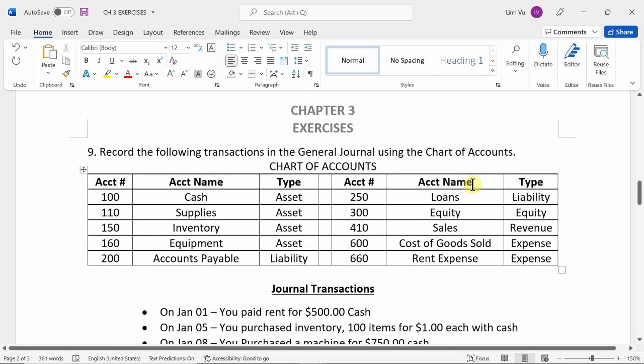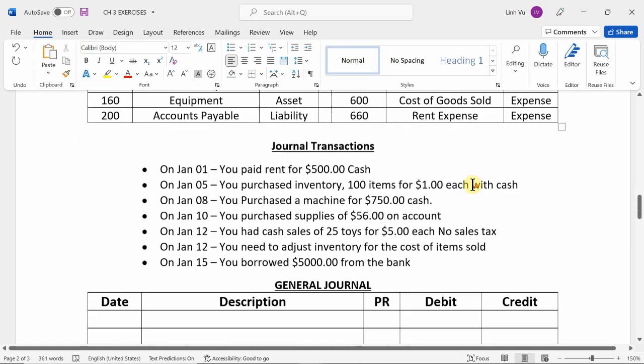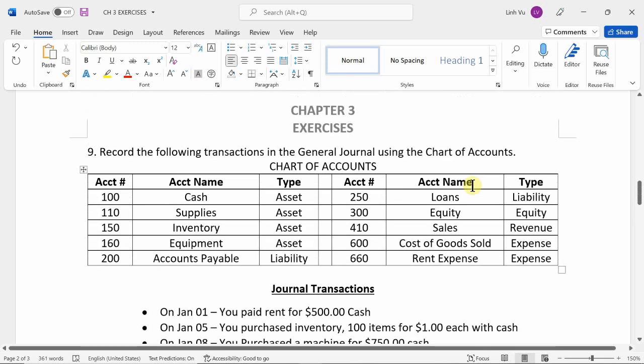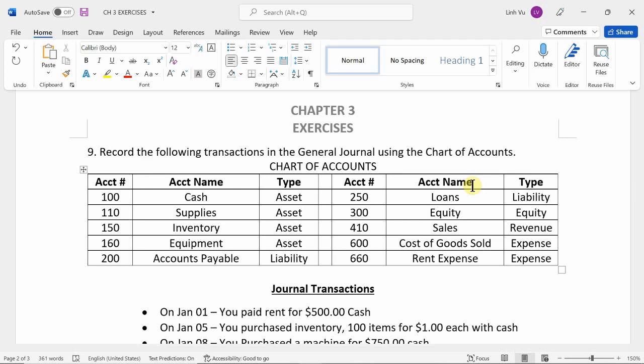All right, so this is where we're going to be practicing the transaction analysis, okay? So, question number 9, based on the following transactions in the general journal using the chart of accounts. So, we're going to use the chart of accounts.